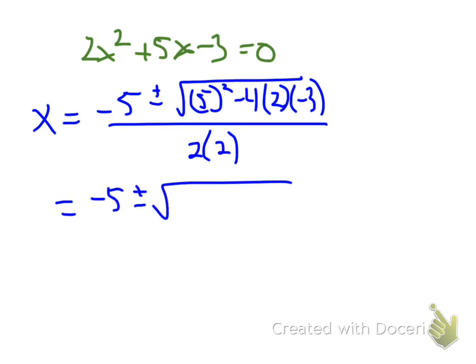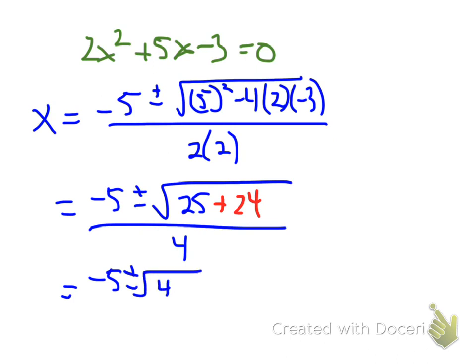Underneath the radical, I should always come up with two different numbers. My b squared is always going to be a positive, so that's 25. And then this number right here. So I have a negative 4 times 2 times a negative 3. That is going to give me then a positive, because again, two negatives, a positive 24. All divided by 4. So underneath the radical, I have square root of 49, which is negative 5 plus or minus 7 over 4.